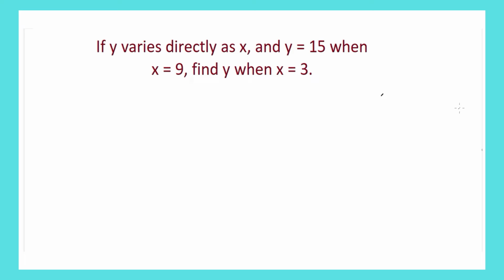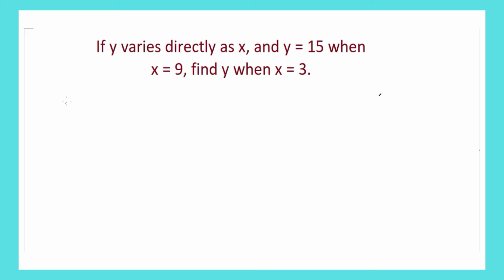Let us take this problem and solve for the value of y. If y varies directly as x and y is equal to 15 when x is 9, find y when x is equal to 3. So we know that the general formula for any direct variation is y is equal to k times x. The product of k and x is equal to the value of y.